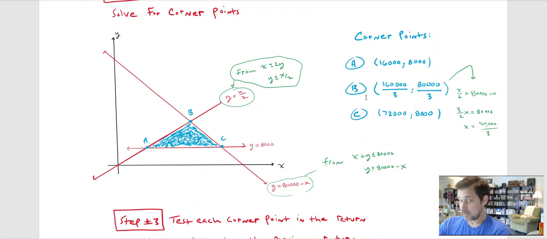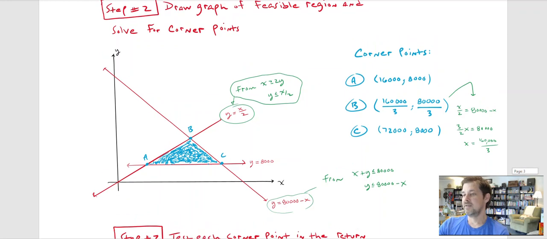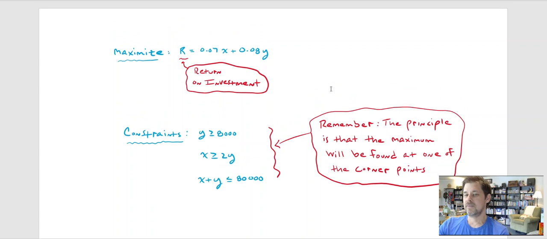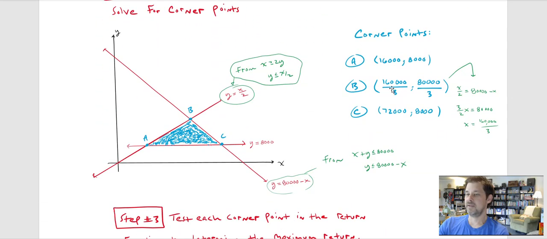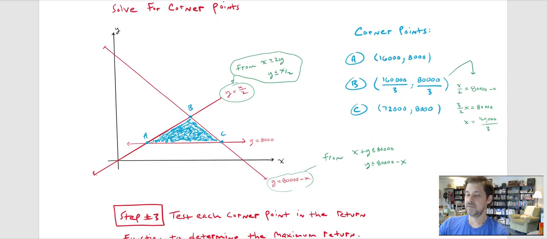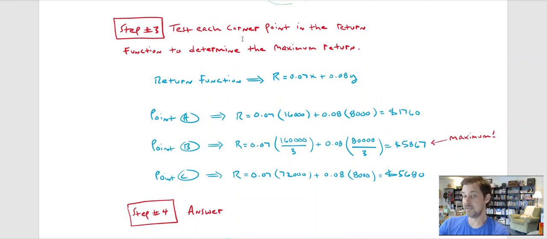So I've got my corner points. Now, where we go from here is if you want to know of all possible values in this problem, the x and the y that make this the biggest, it has to be at either point A, B, or C. So where we take it from here is we just test each corner point in the return on investment function and figure out which one's the biggest. That return on investment function was r equals 0.07x plus 0.08y. Plugging in points A, B, and C into that function gives me these three numbers.